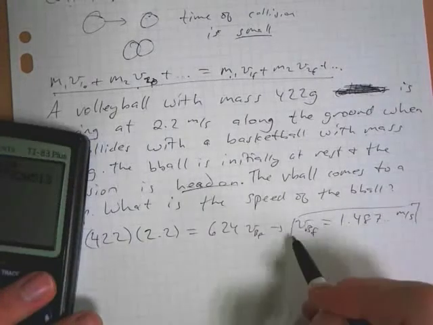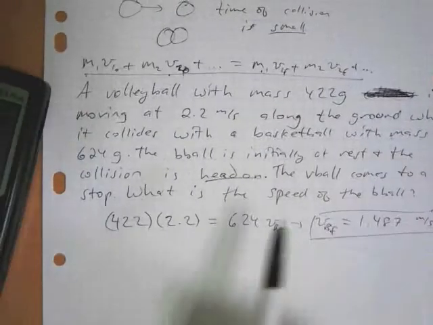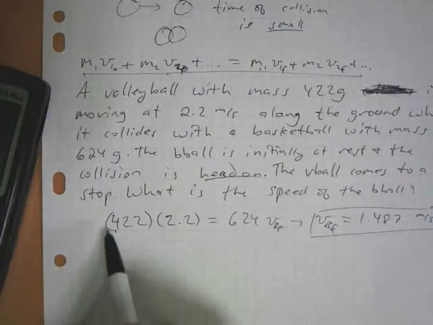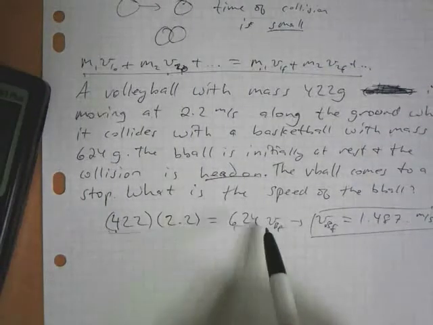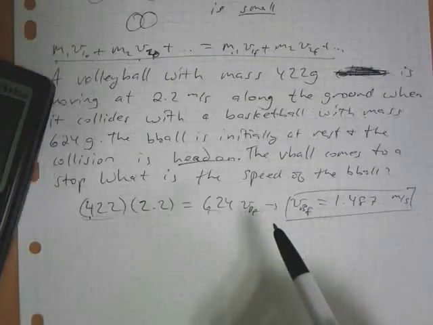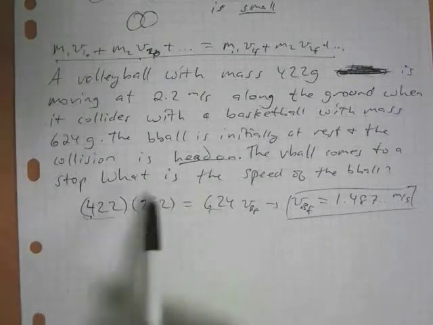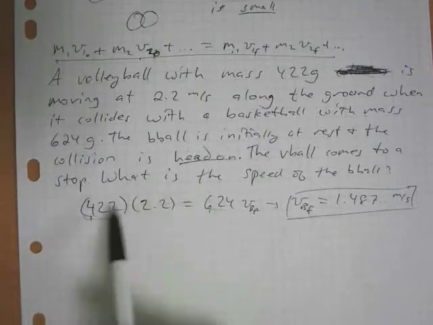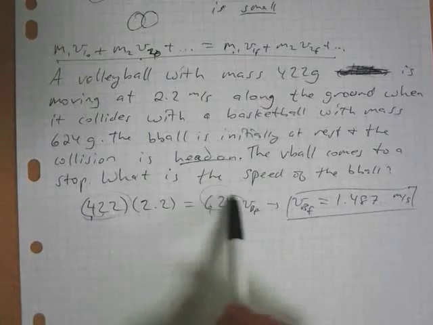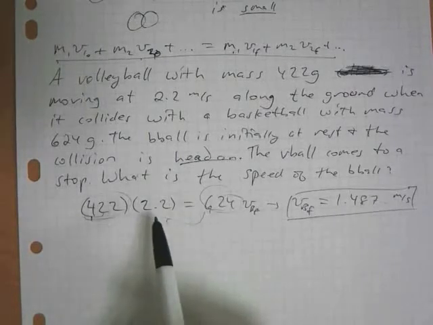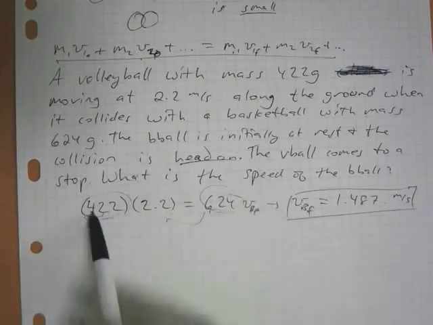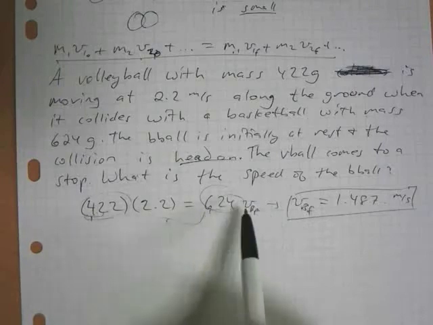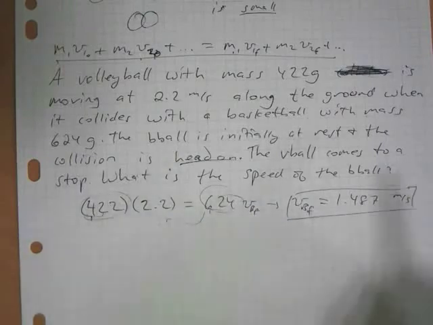Now you may have been wondering, you may have been saying, Mr. Parkhurst, these masses are in grams. Well, they are, and normally we convert to kilograms, but here it doesn't matter because we're taking this mass and then dividing by this mass when we move it over, and so the units cancel out. Whether I took 0.422 divided by 0.624 or 422 divided by 624, I get the same answer.